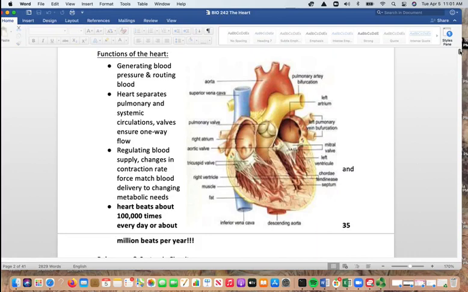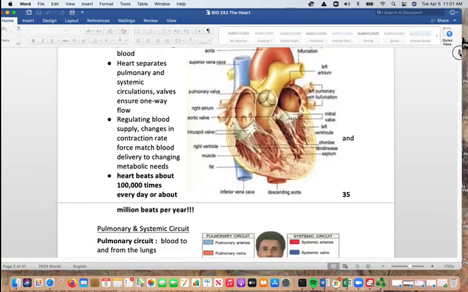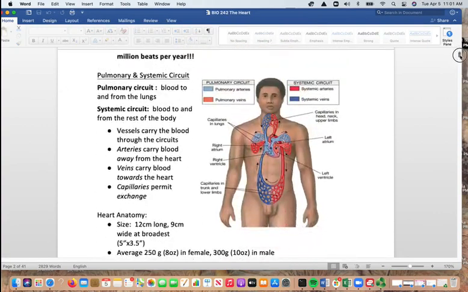So the pulmonary circuit is going to deal with the lungs. The systemic circuit is going to deal with the rest of the body. So we're constantly regulating the blood supply. It's going to change its contraction rate and force to match the metabolic needs of whatever area of the body it's delivering it to. So the heart beats a lot, 100,000 times a day or 135 million beats per year. So that ends up being a whole lot over a lifetime.